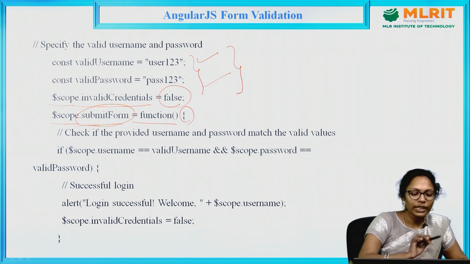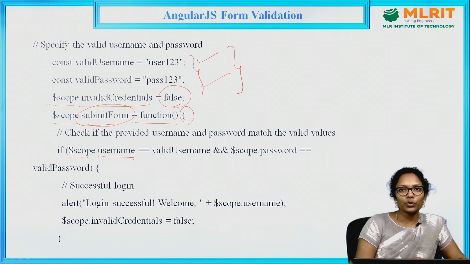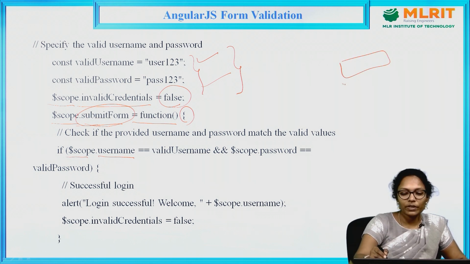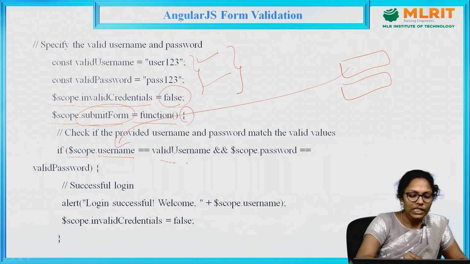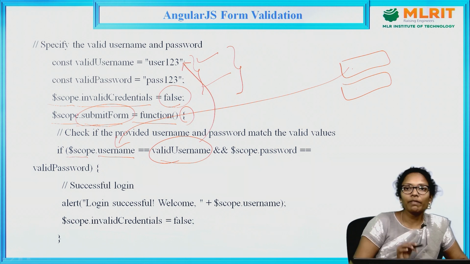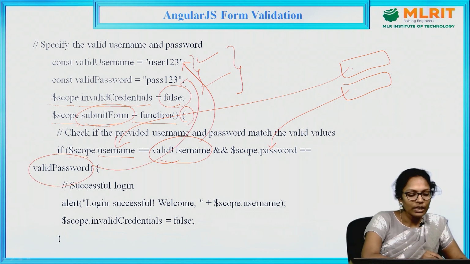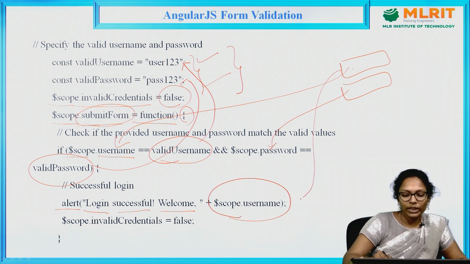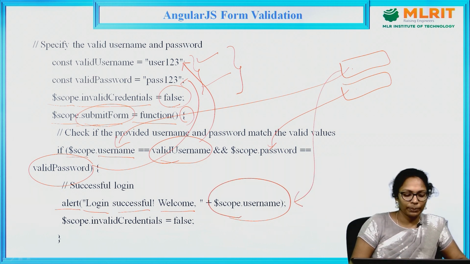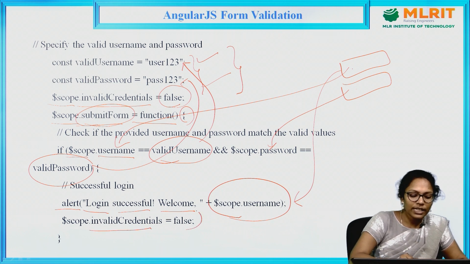$scope dot, the name of the function is submit form, and then you are defining a function. What is this function? It is checking our username, $scope.username, whatever the value entered by the user in the text field. We have two text fields here. One is for username and the other password. If this value is matching with the valid username, we have given one valid username user123, and if this password is matching with the valid password, then what I need to give? Generate an alert message. What is this alert message? Login successful, welcome. The username, whatever the username you enter here, the same value will be present here. And you're making invalid credentials as false.